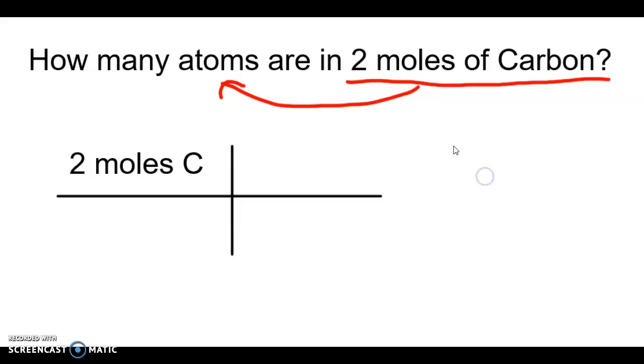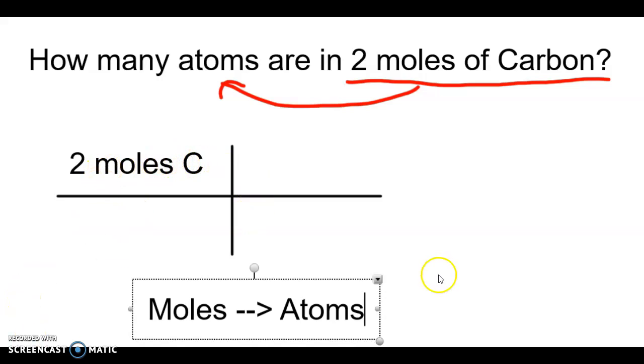So once you have your given value, you know 2 moles of carbon is our given, that's our starting point, you're going to go ahead and just write that down over here on the left side. In this problem, we're converting from moles to atoms, so we're going to use Avogadro's number to make that conversion. If you have a piece of paper with you, I would just go ahead and set up your problems like this.